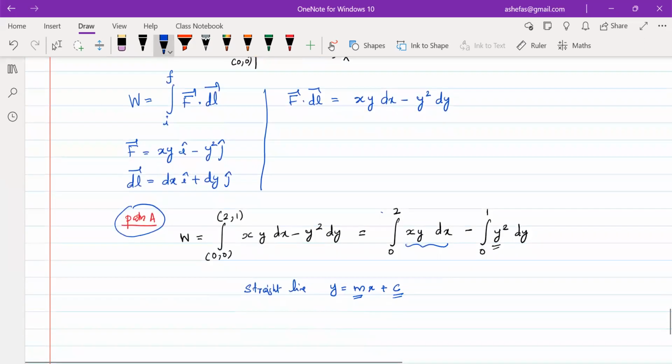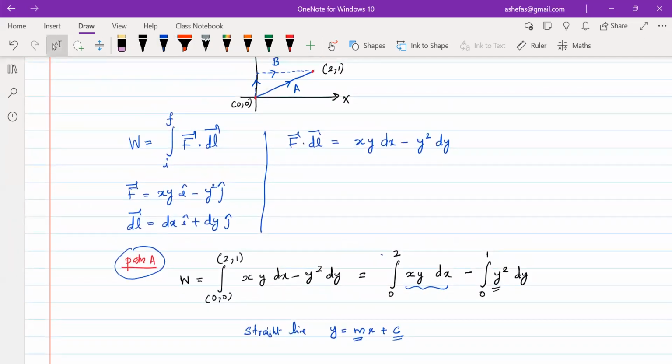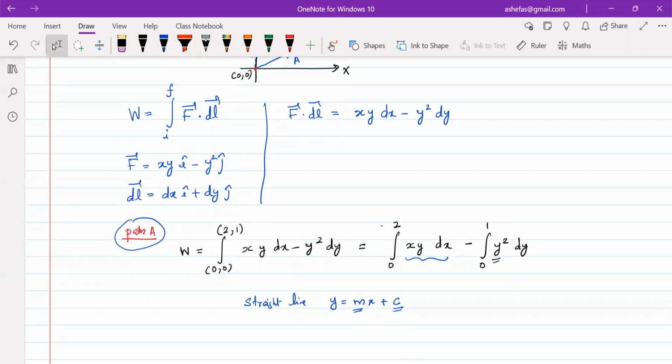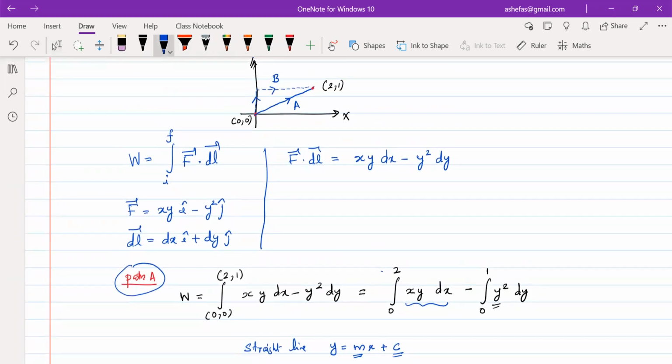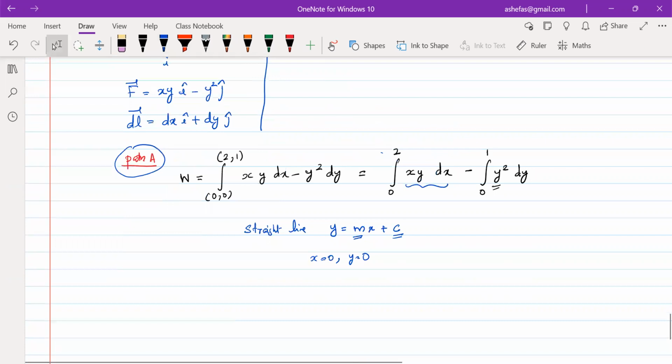So how will we do that? We can find this m and c by using the initial or boundary conditions. We can choose two different points on this line, so (0, 0) and (2, 1) can be two different points on this line. When x = 0, we know that y = 0. So y = 0 when x = 0. This implies c is 0.